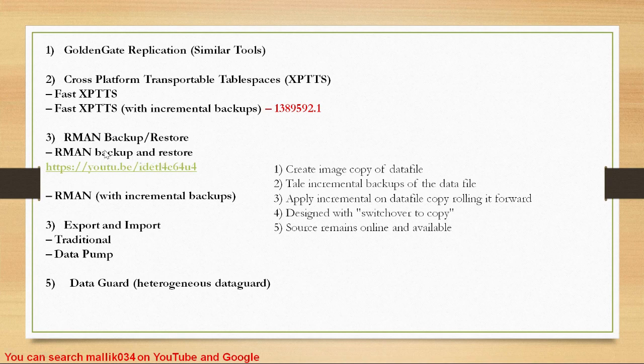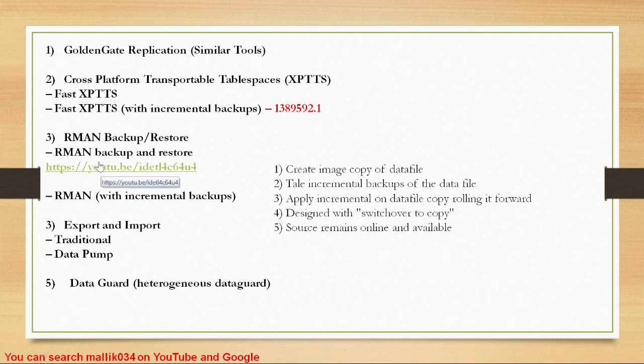So RMAN backup and restore is the best, and it is very low risk. If the customer offers you downtime, you can always go with RMAN backup and restore. That is the easiest and quickest method for achieving a high success rate in the migration. I already explained this in my YouTube channel with a live demonstration, going through my RMAN backup and restore document for the migration. This is the YouTube link. I hope you already referred to this video.